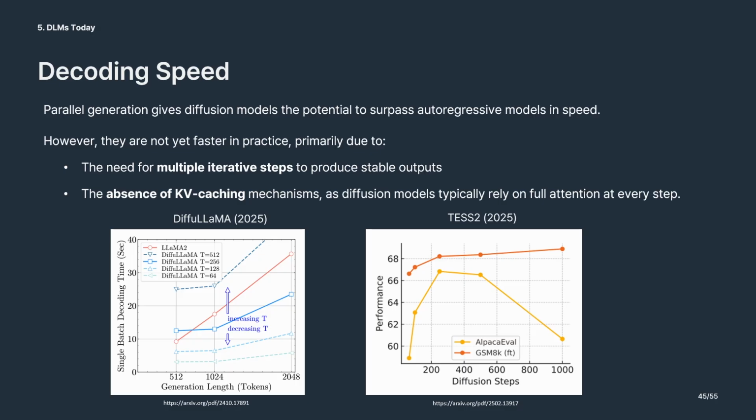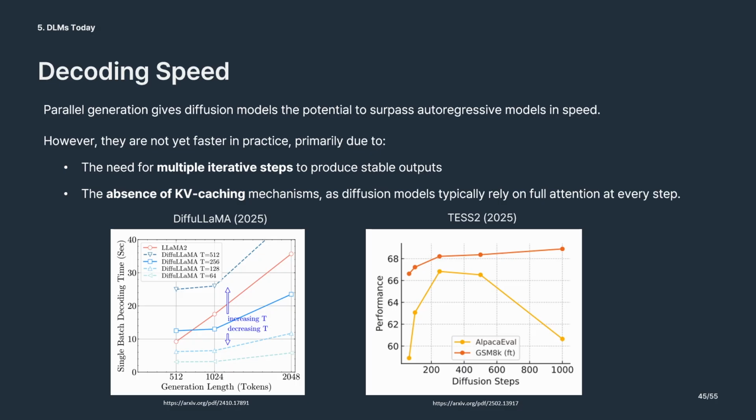Next, let's talk about the decoding speed of the diffusion models. One of the key advantages of diffusion models is parallel generation, which allows all tokens to be generated simultaneously. This gives diffusion models the potential to surpass autoregressive models in speed. However, in practice, diffusion models are not yet faster than AR models. This is mainly due to two reasons.